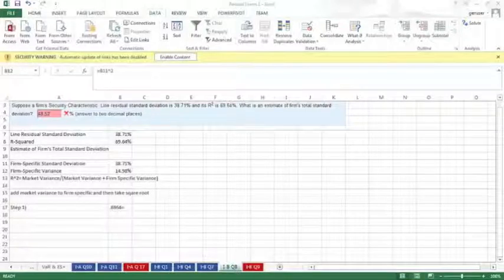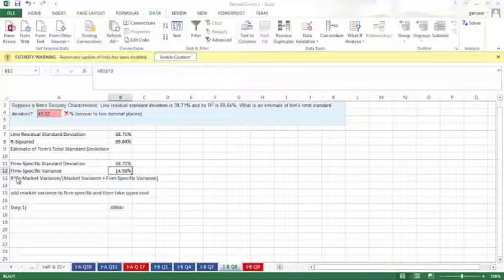And so for this problem, we are given two inputs, the line residual standard deviation of 38.71%, as well as the R squared of 69.64%. And the question 8 on part B is asking, what is the estimate of the firm's total standard deviation?